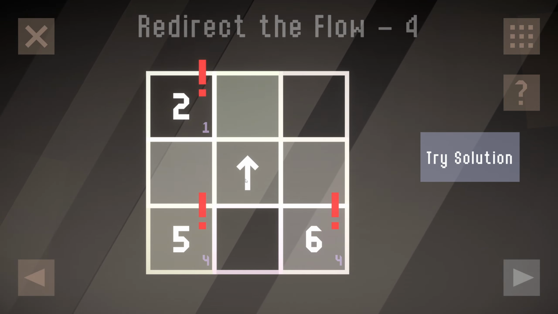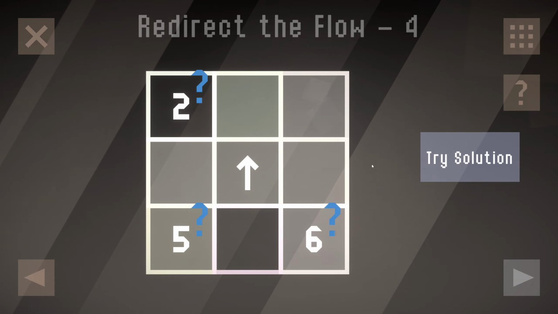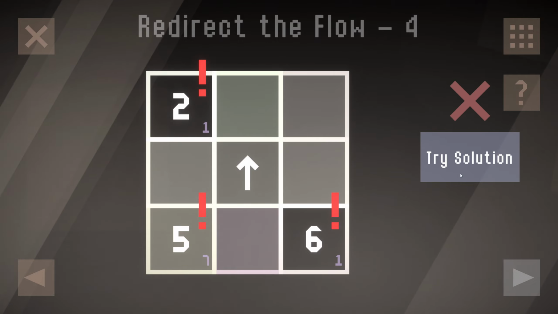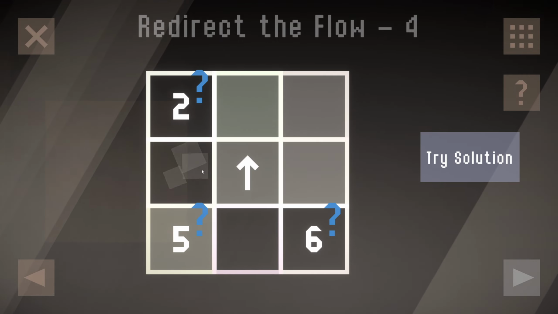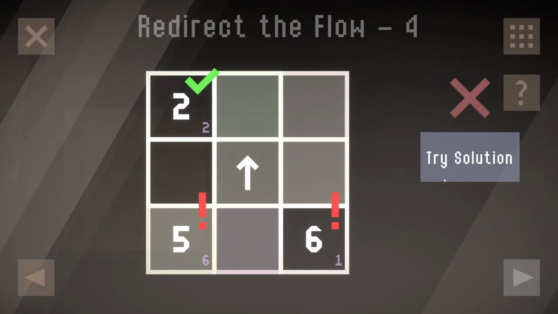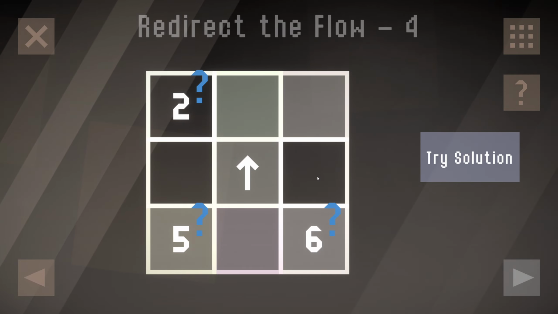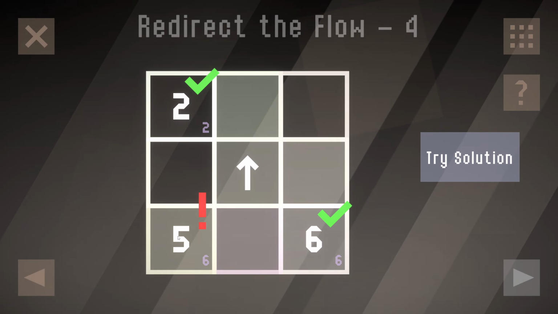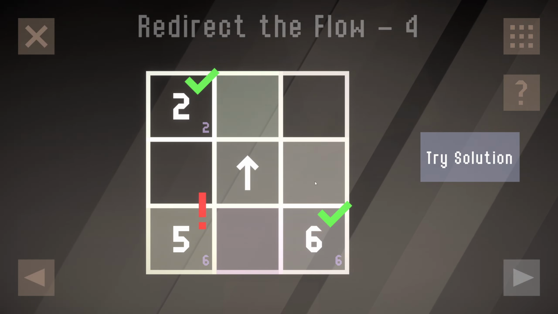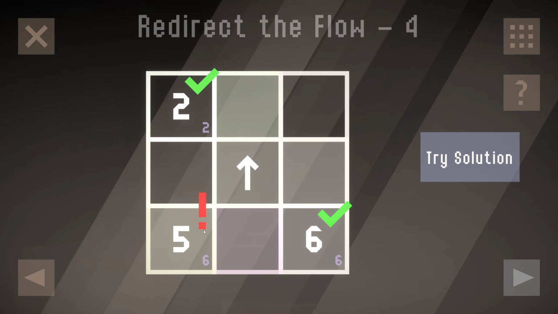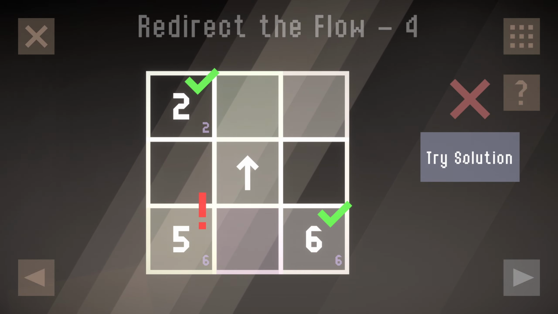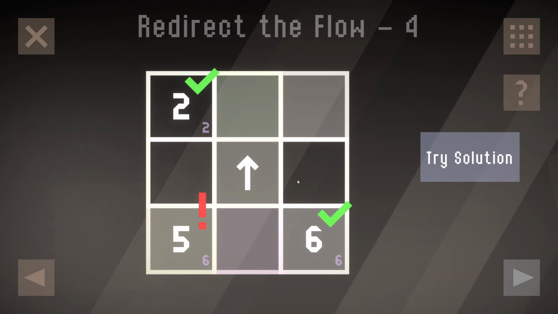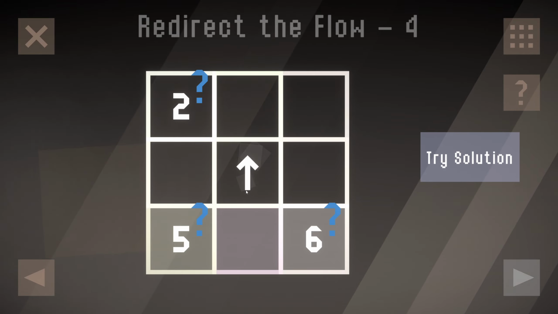One, 2, 3, 4. 7 and 5. 1, 2. 2 and 1. 6 and 1. 6 and 5. 1, 2, 3, 4, 5, 6. Yeah, that makes sense. How can I make this 5 and this 6 be different numbers? Okay, let's really actually try and work this out.